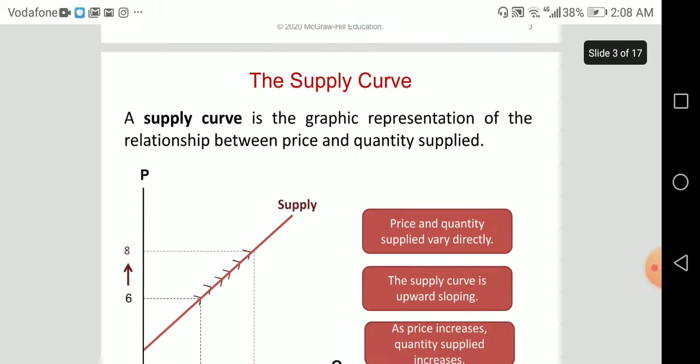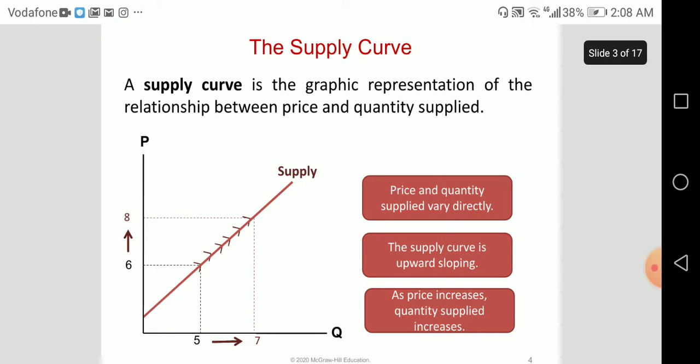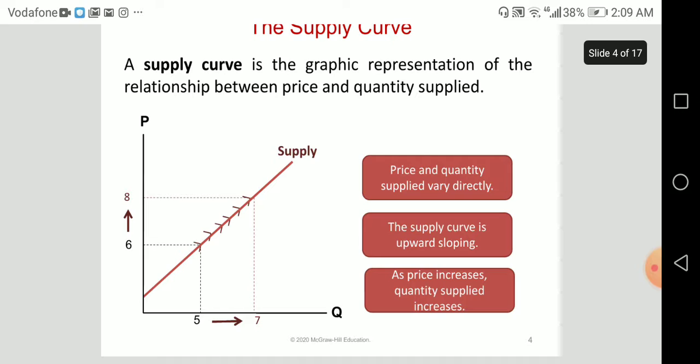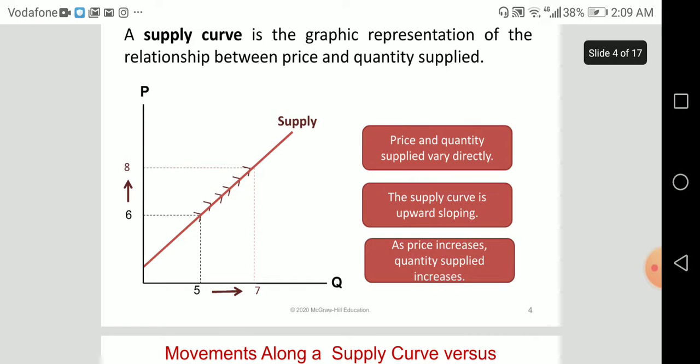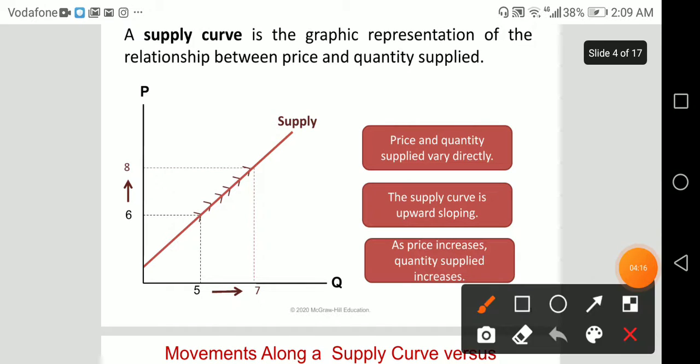When I talk about the change in price, I mean that the quantity supplied is going to change. This means the quantity supplied changes. I'm not talking about the supply curve changing its place. No, I'm talking about the quantity supplied. So the price here is, and I have here the supply curve. This is a graphic representation, of course, of the relationship between the price and the quantity supplied. So as we see here, I have a direct relationship.